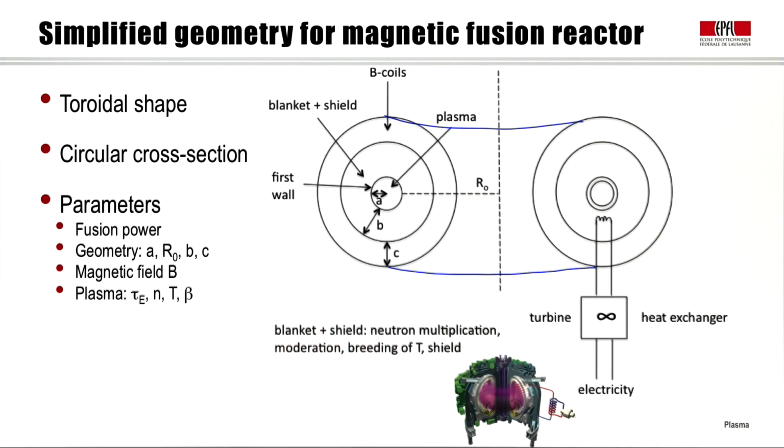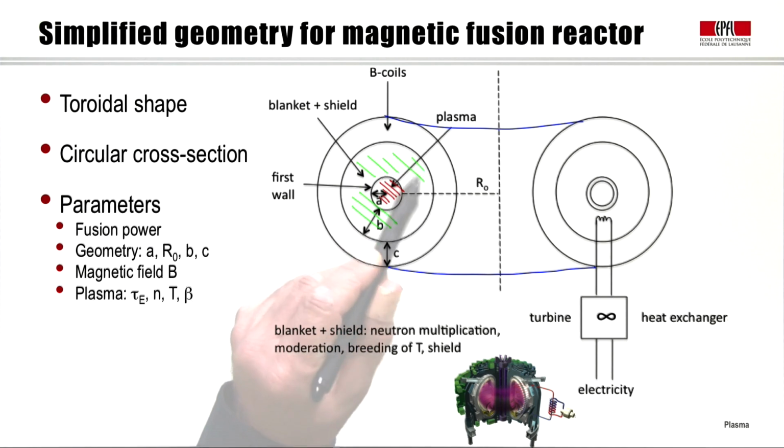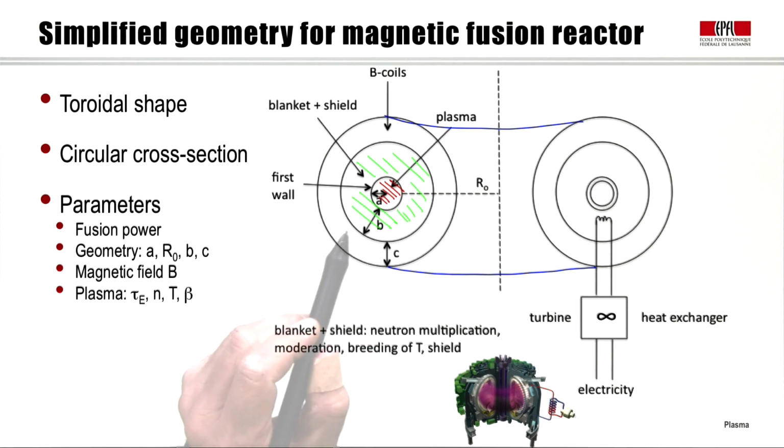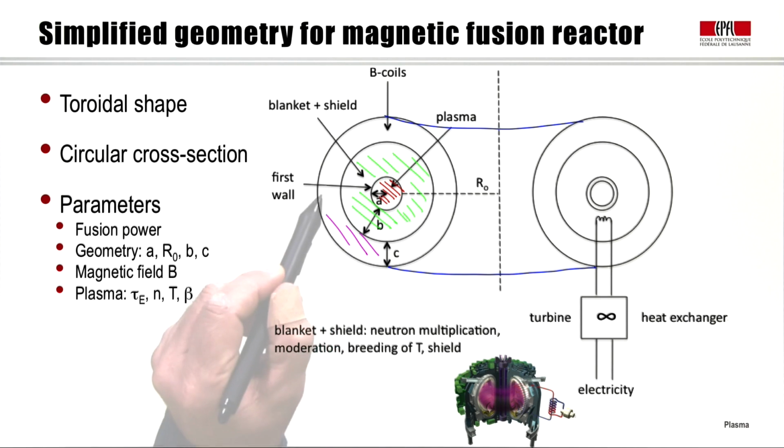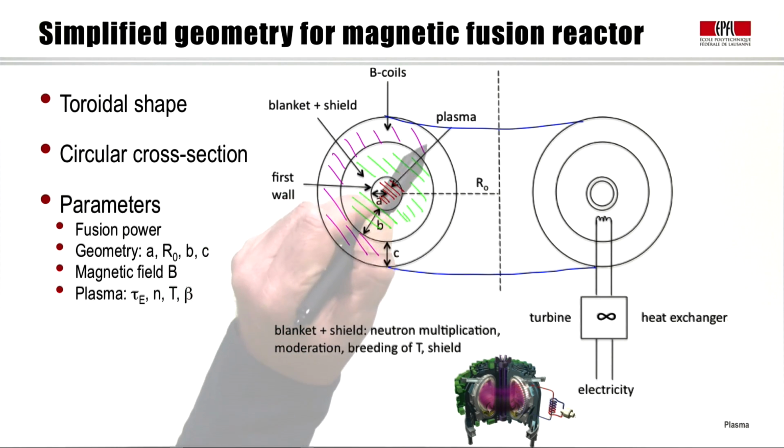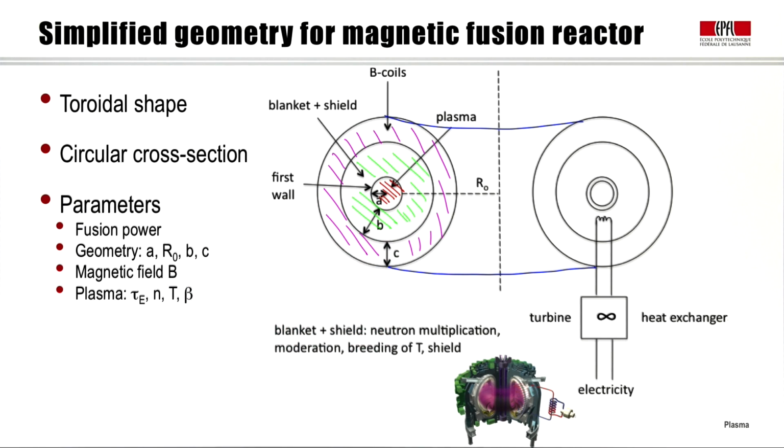We have the size of the plasma here, indicated by A. So let's draw the plasma in red. We have the size of the blanket and the shield that will surround the plasma, indicated by B, and here in green. And we have the thickness of the magnetic field coils, or magnet, that I represent here in purple, C. I noticed that I used a circular cross-section for the plasma and the magnets just to keep it simple.